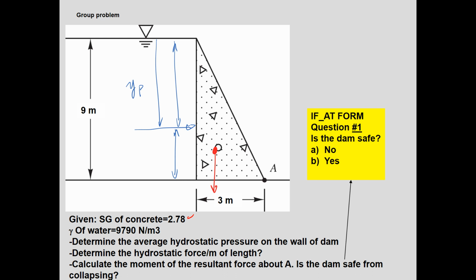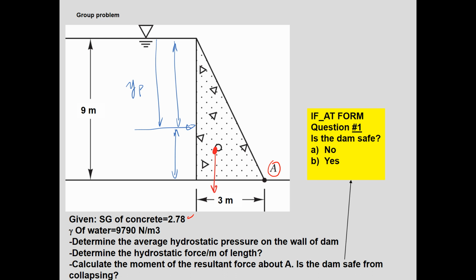The first thing is to determine the average hydrostatic pressure on the wall of the dam, then determine the hydrostatic force per meter of length, and then calculate the moment of the resultant force about point A in order to determine if the dam is safe from collapsing. And instead of collapsing, I should have used the word tilts, because this goes back to some of the concepts from statics.